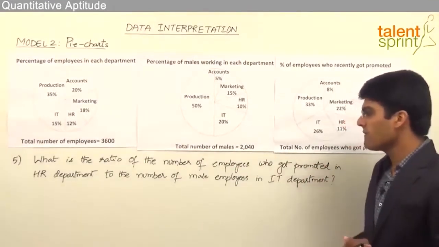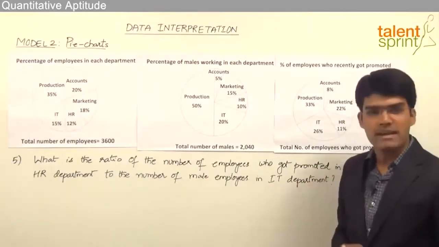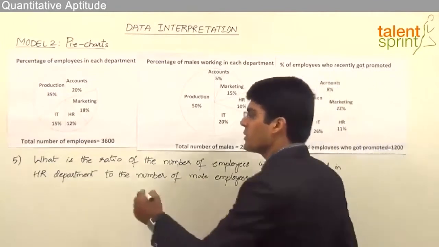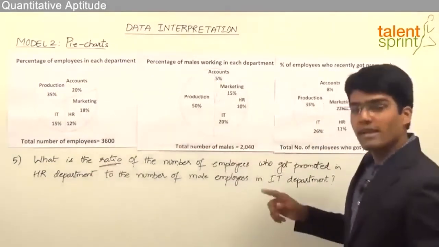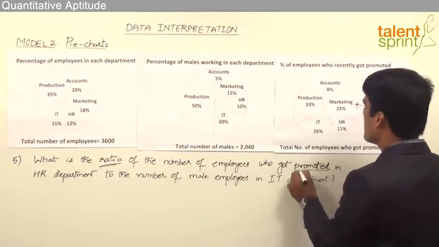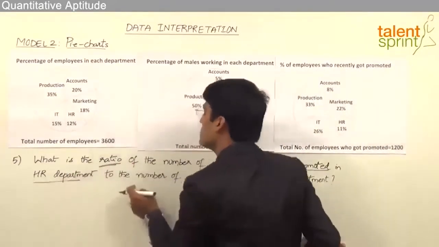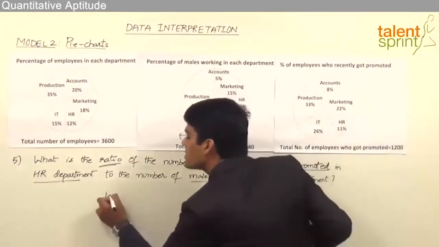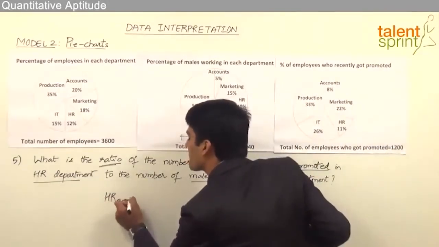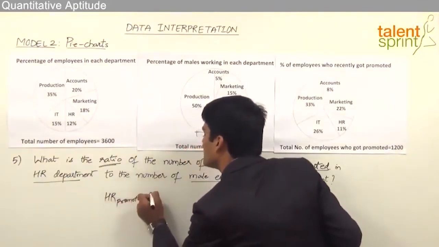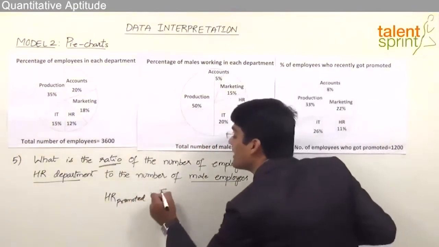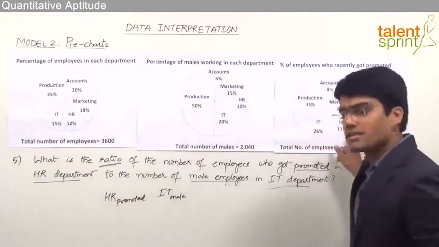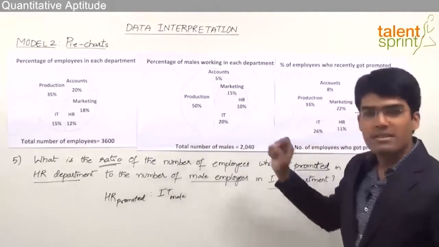What is the ratio of the number of employees who got promoted in the HR department to the number of male employees in the IT department? As you can see here, this is a question on ratio. We need to find the ratio of the number of employees who got promoted in the HR department to the number of male employees in the IT department. So the answer here should be HR who got promoted is to the male employees from the IT department. Now this value can be taken from the third pie chart, and the second part can be taken from the second pie chart.